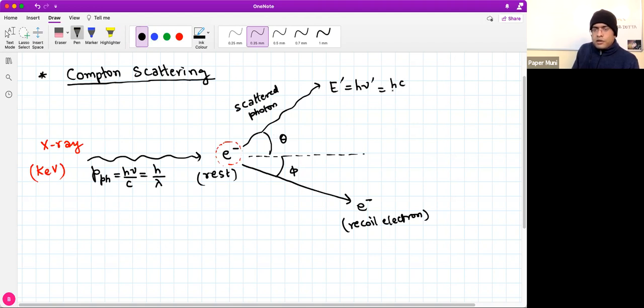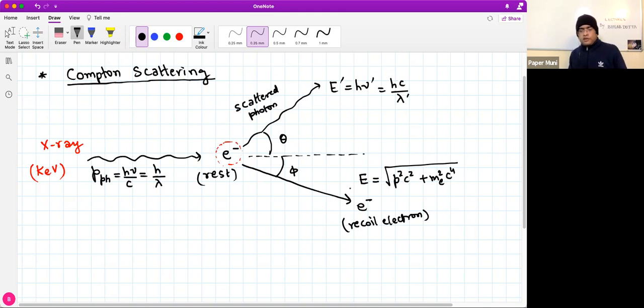Now this was not being explained by the wave theory. Wave theory says that whatever the lambda was, it will remain the same. But after Compton thought of treating light as a stream of photons, the particle nature of light, he was able to explain the results, and it was very close to the experimental data. So this is the total energy of a relativistic particle, the energy of the electron here.